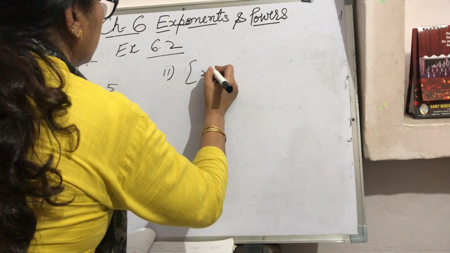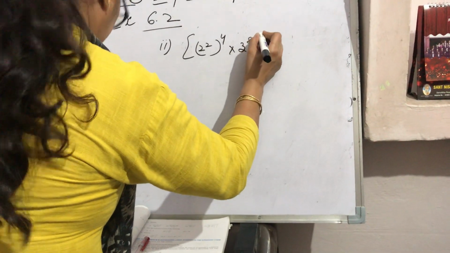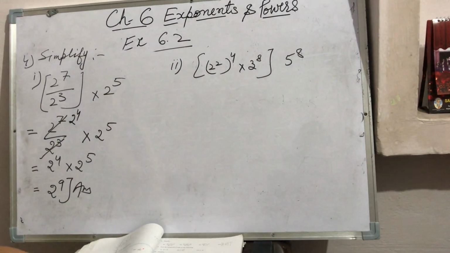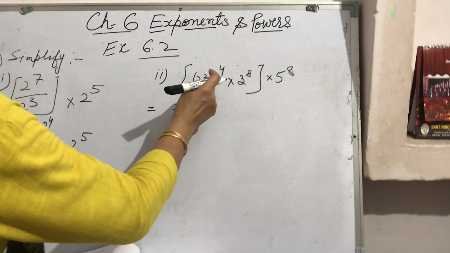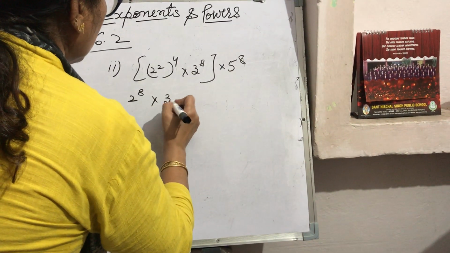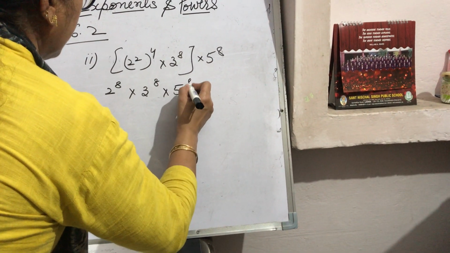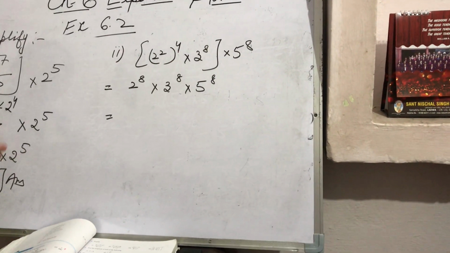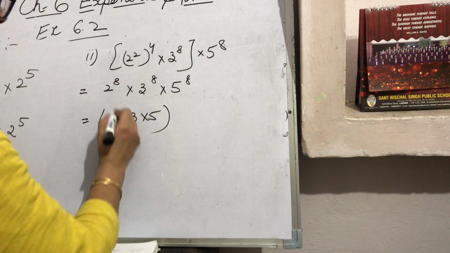2 raised to power 2 and power 4, multiply 3 raised to power 8, 5 raised to power 8. There is no sign, it means this is multiplication. So 2 raised to power, multiply power with power, 4 times 2, 2 raised to power 8, multiply 3 raised to power 8, then multiply 5 raised to power 8. Now powers are same, so we can take all the power common. 2 multiply 3 multiply 5 whole power 8.